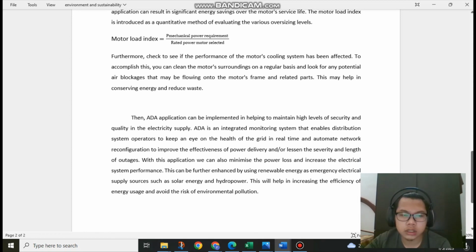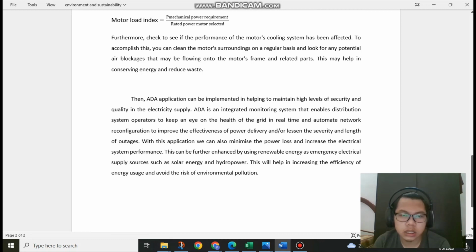For the next issue, we use the ADA application to help maintain a high level of security and quality in the electrical supply. The ADA is an integrated monitoring system that enables distribution system operators to keep an eye on any problem on the grid in real time and automate network reconfiguration to improve the effectiveness of power delivery. This can help minimize the power loss and increase the electrical system performance. This can also be further improved by using renewable energy as emergency electrical supply sources such as solar energy and hydropower. This can help increase the efficiency of energy usage and avoid the risk of environmental pollution.